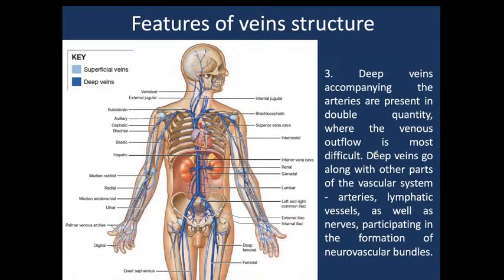Deep veins accompany the arteries and usually go together with the nerves. Nerves, arteries, and lymphatic vessels come together and they form neurovascular bundles. Only deep veins and deep lymphatic vessels and arteries and nerves form this structure called neurovascular bundles.